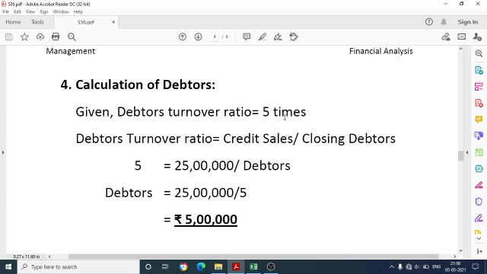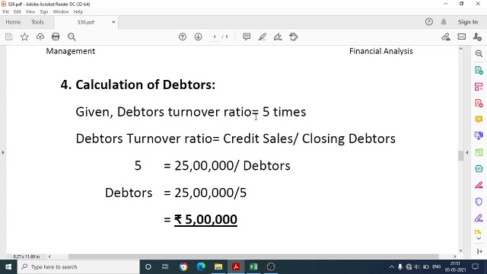Turnover ratio is given 5 times. The formula for turnover ratio is credit sales upon closing debtors. Now one assumption we have to make here: 100% of sales happen on credit terms, because debtors are created only because of credit sales. When you sell on credit terms, then only debtors will be created.